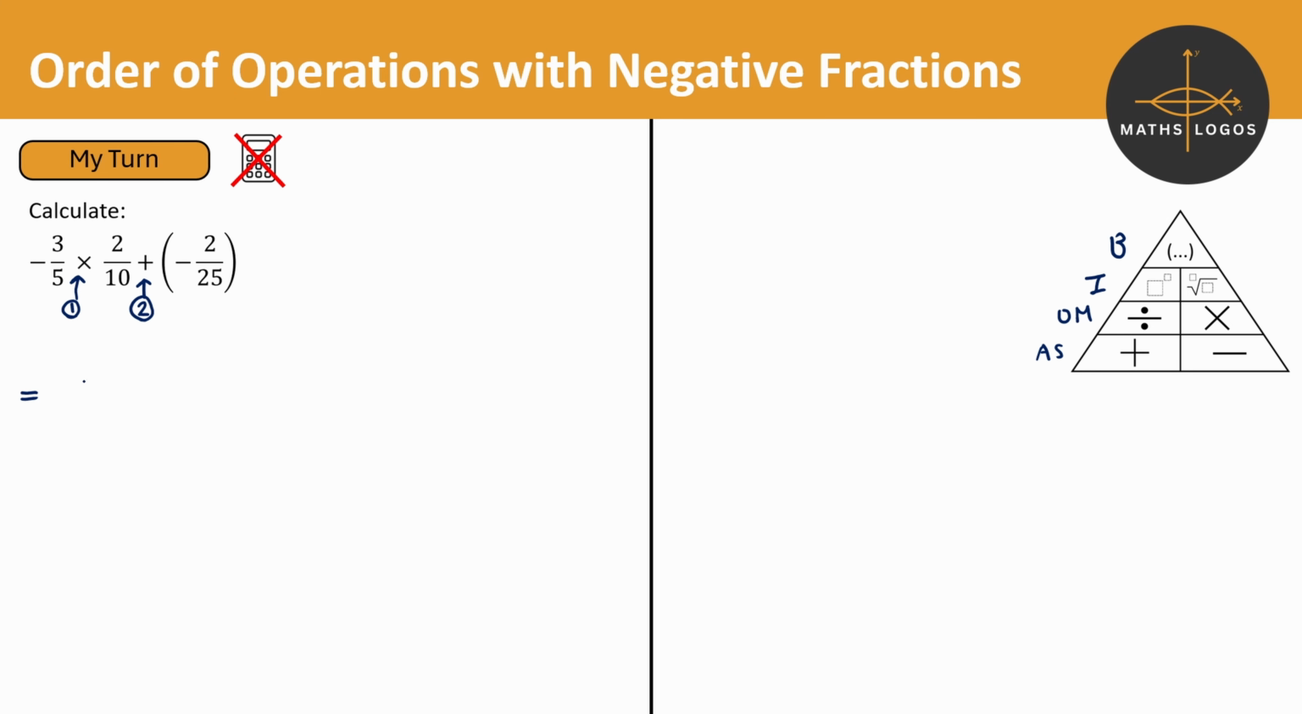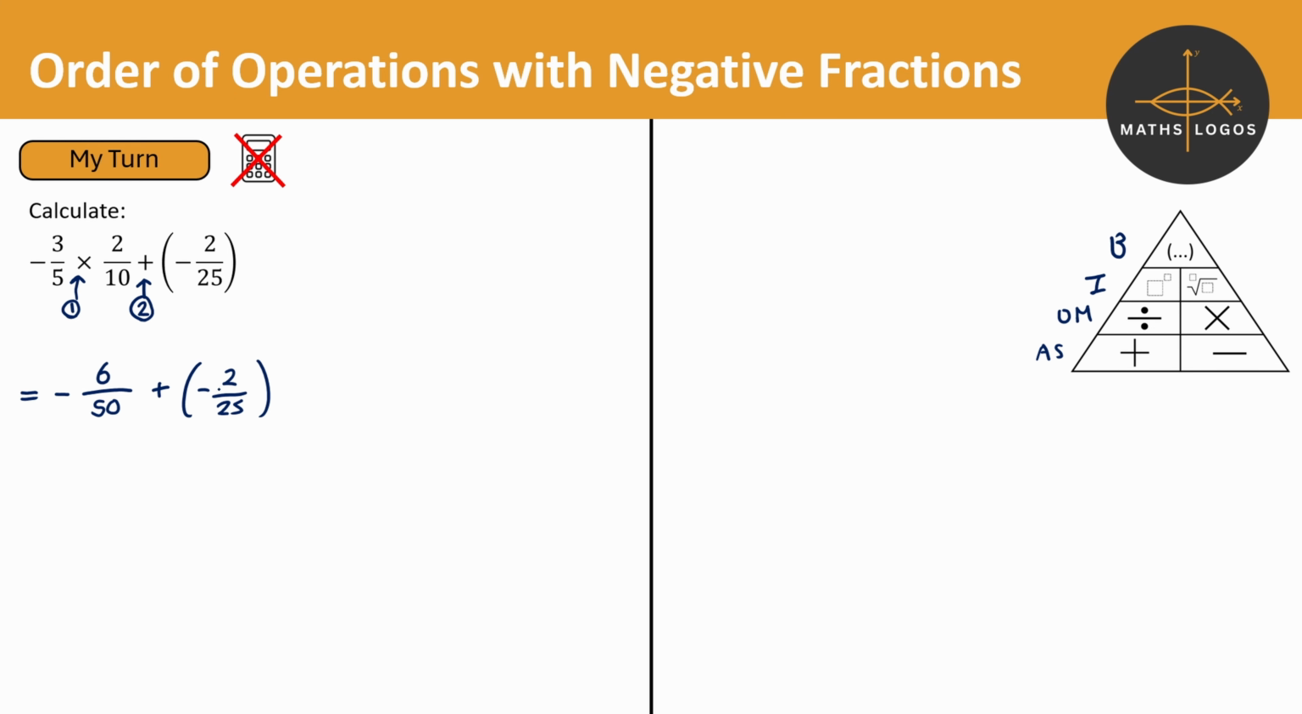So I'll do 3 multiplied by 2 to give me 6. And I'll do 5 multiplied by 10 to give me 50. And I have to remember that this is going to be negative. My answer to that first part is negative 6 over 50. I'm then adding on negative 2 over 25. Okay. In order to add fractions, the rule is that I have to have a common denominator.